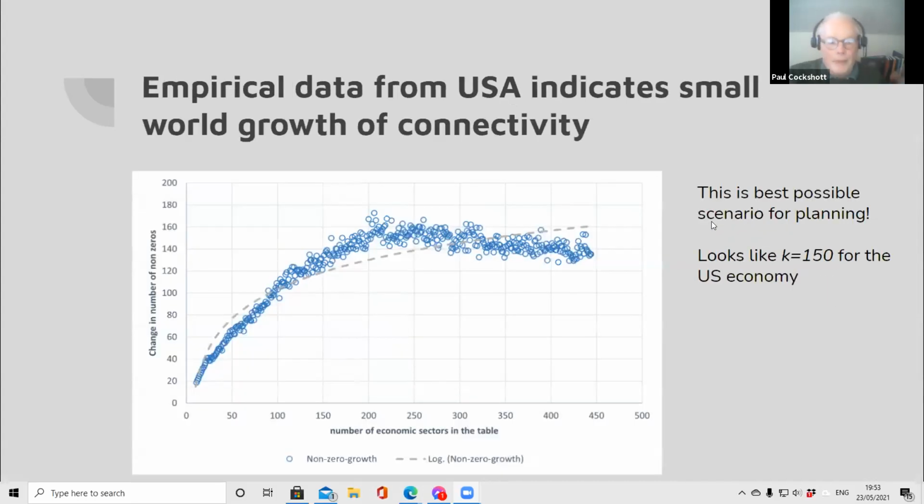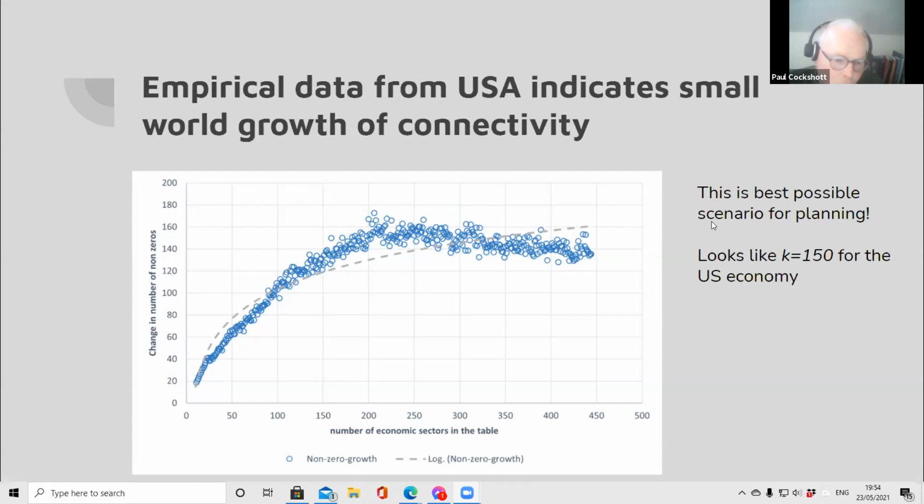In network theory, there's what's known as a small world network. And a lot of networks turn out to be small world networks, and they have a property that the number of non-zeros in the matrix grows very slowly. It grows sublinearly. And this means a planning algorithm, a planning process, can actually have sublinear performance.